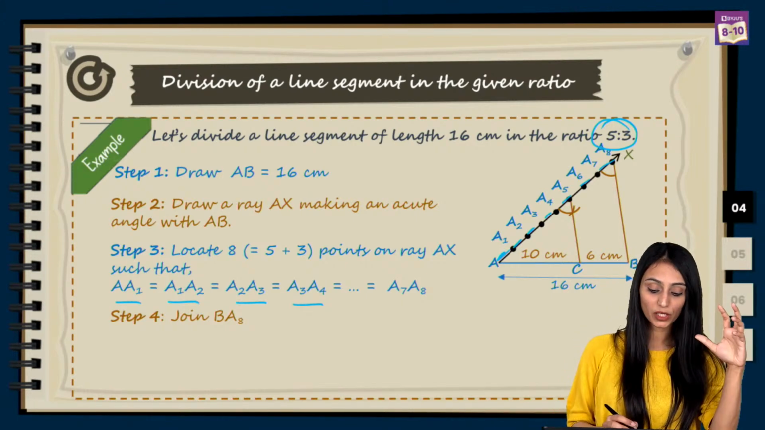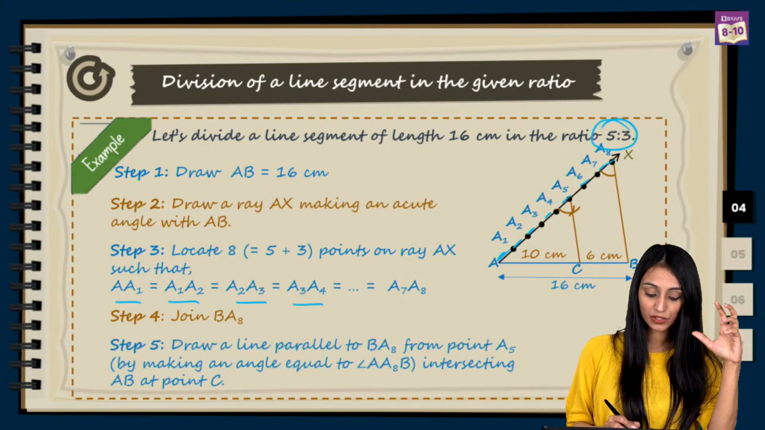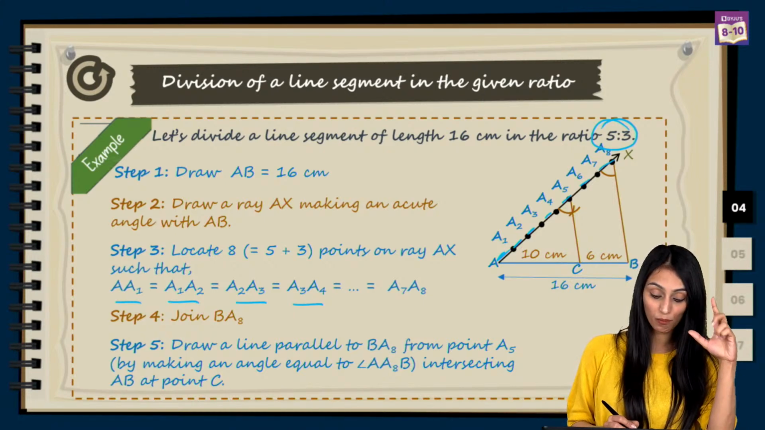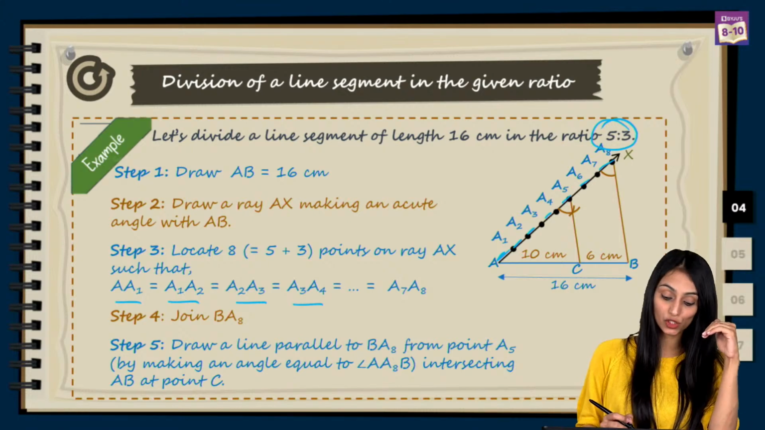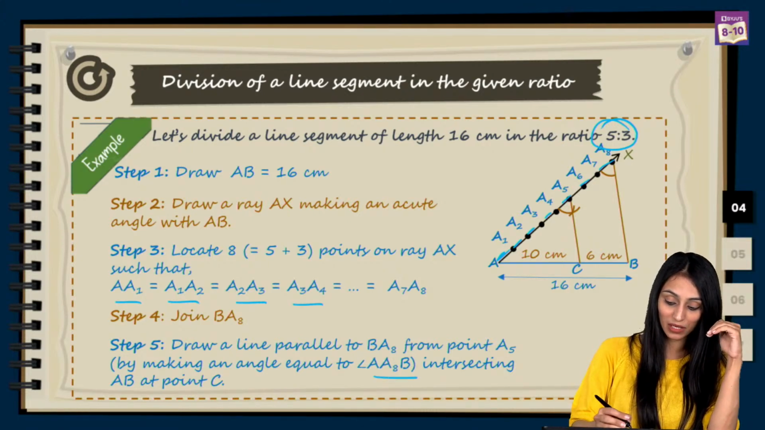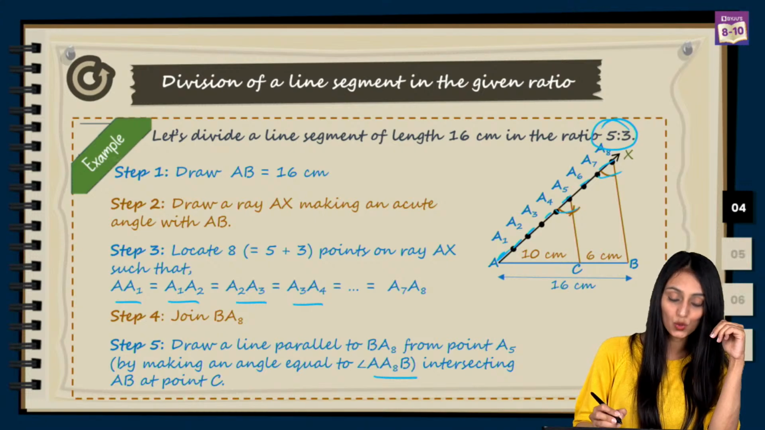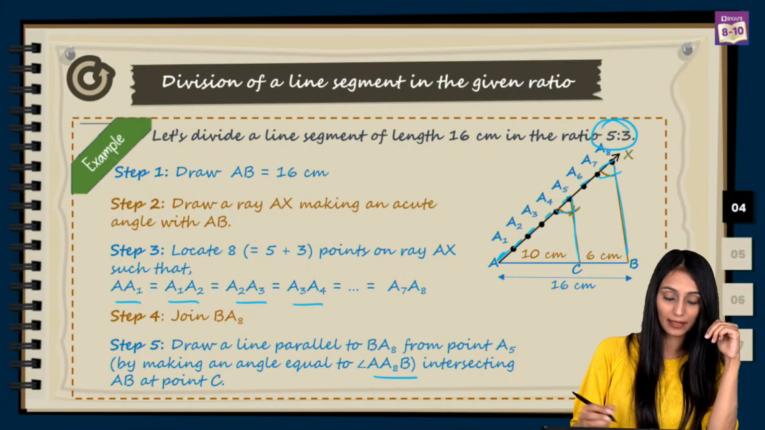Now what we need to do is join BA8 and draw a line parallel to BA8 from point A5, making an angle equal to angle AA8B, intersecting AB at C. Like this, you can see these two arcs over here. These lines should be parallel.